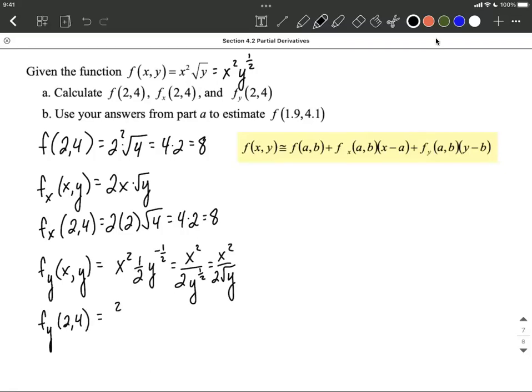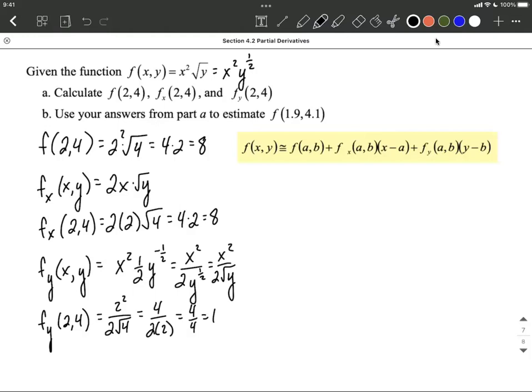So that'll be 2 replacing the x in the numerator, and then we have 2 times the square root of 4 in the denominator, so it'll work out to be 4 over 2 times 2, or 4 over 4, which works out to be 1.